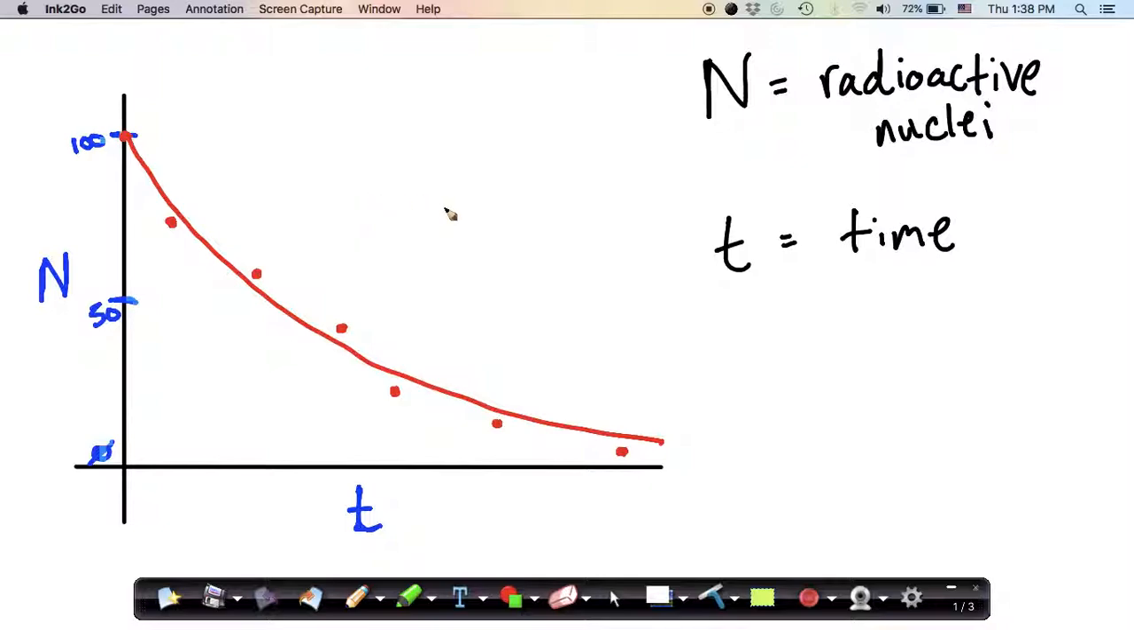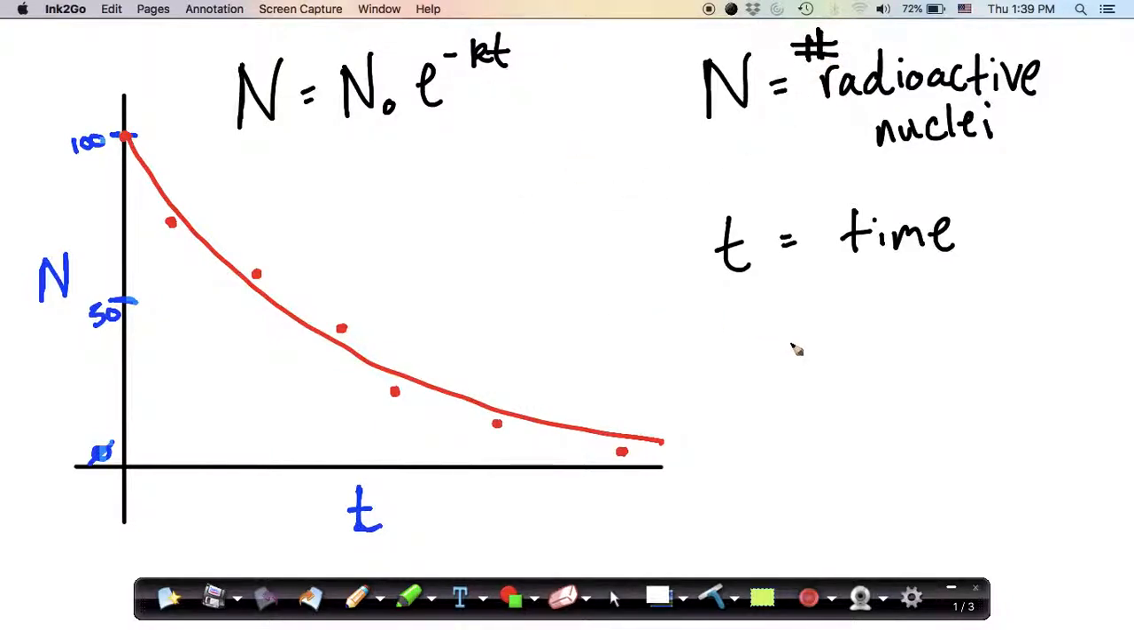So with that being said, if we try to fit an equation to this plot of N versus T, we do see that it's not linear, it's an exponential decay. We end up getting the following equation. N is equal to N naught times e raised to the negative kt power. So we already know that N here is the number of radioactive nuclei. Let's put that up here, number of radioactive nuclei.